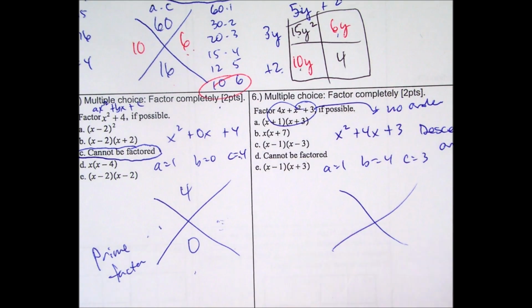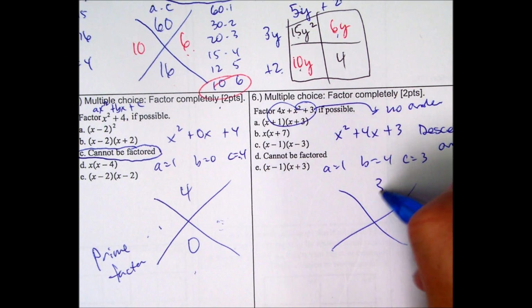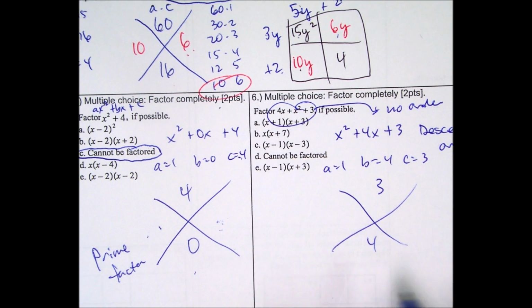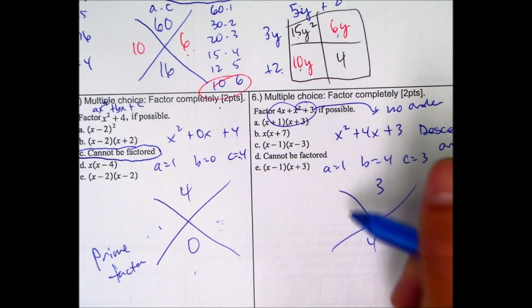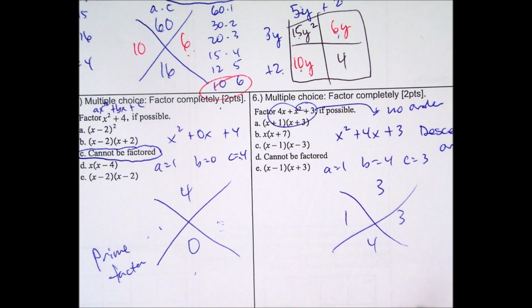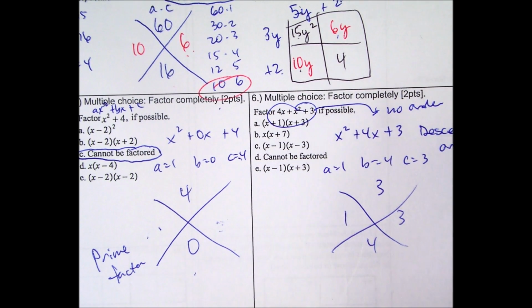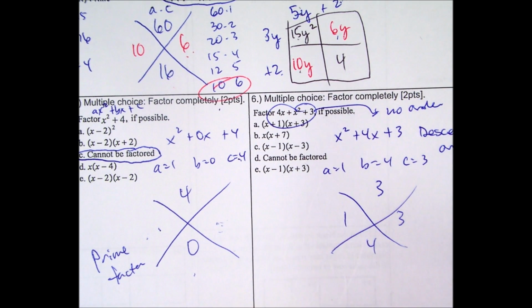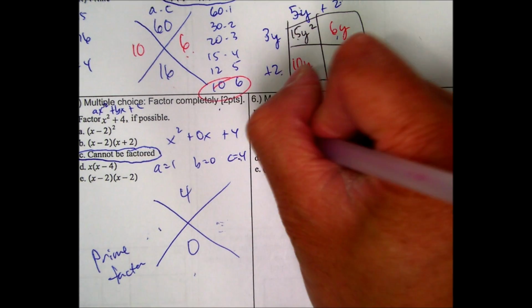Let's go ahead and try to do that trick. A times c is 3. B value is 4. Two numbers that multiply to be 3 but add to be 4. That's going to be 1 and 3. And again, if you recognize that you don't have to do the box if a's value is equal to 1, therefore my answer is going to be A.